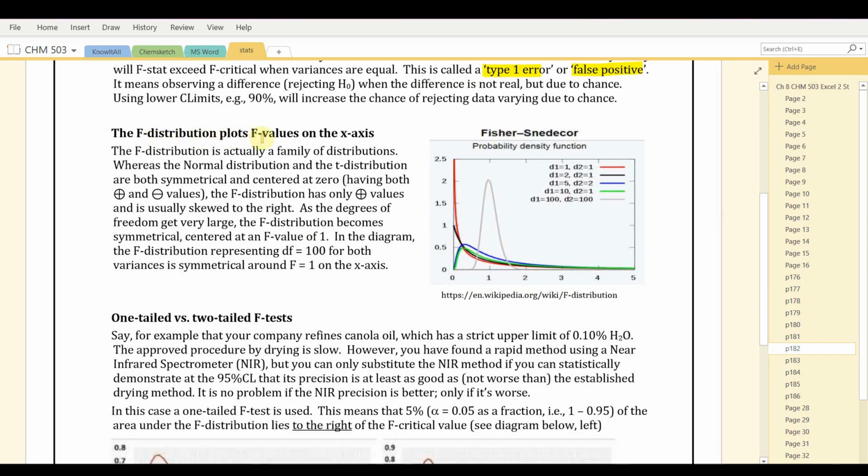The F distribution, shown here, plots F critical values on the x-axis of this table. So the F distribution is actually a family of distributions, as you see, whereas the normal distribution and the t distribution are both symmetrical and centered around 0. They both have positive and negative values. You notice the F distribution only has positive values and is skewed to the right. As the degrees of freedom get very large, this F distribution becomes symmetrical and centered at an F value of 1. Here the gray curve represents that.